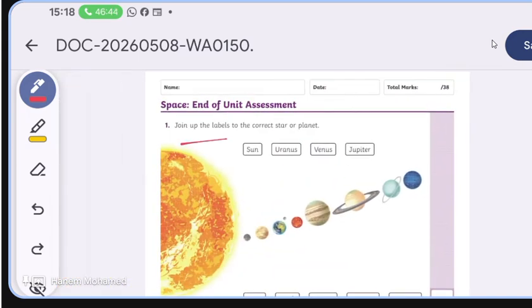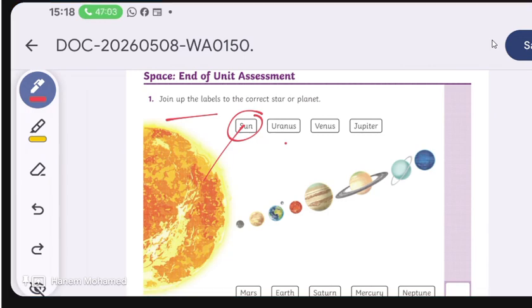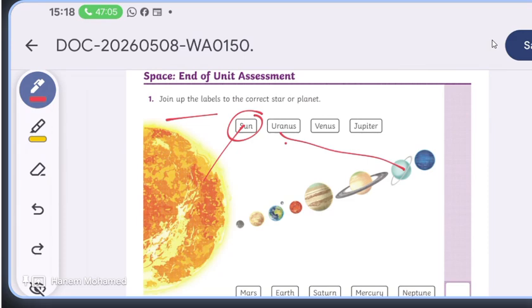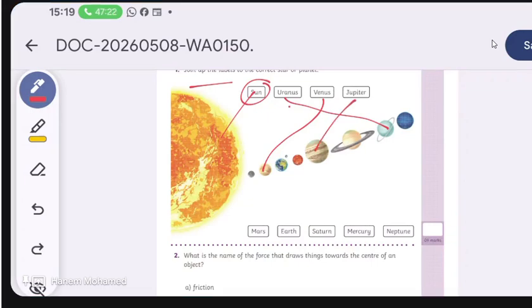So, join up the labels to the correct star or planet. Sun, of course, we are going to connect it to the sun, right? So which one is yours? Do you think it is the planet at the end, or the planet with rings around it? With rings over there. Venus, do you think it's called the red planet or the hottest planet? But teacher, Mercury is closer, but Venus is the hottest. But Jupiter, are we going to call it the smallest one or the biggest planet ever? What about Mars? What can we call Mars?